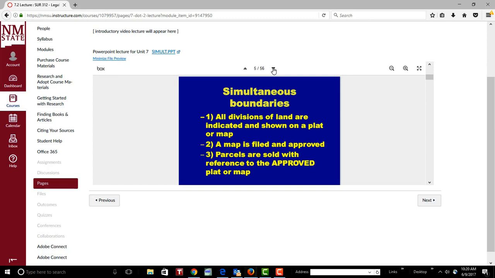That said, there's some tricks that the older scriveners have used to identify how excess or deficiency should be applied, and interpretation is indeed an important piece of this. The important piece about our simultaneous boundaries, though, is bullet number 3 here, that parcels are sold with reference to the approved plat or map, such that a particular grantee may receive title to Lot 3 of Block F of a particular subdivision.